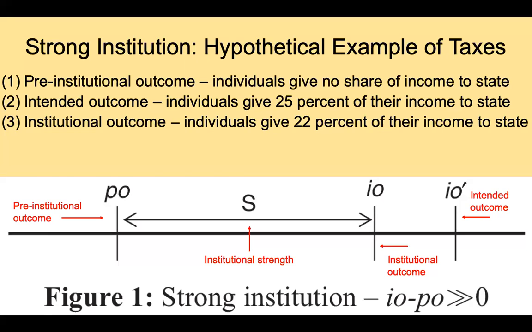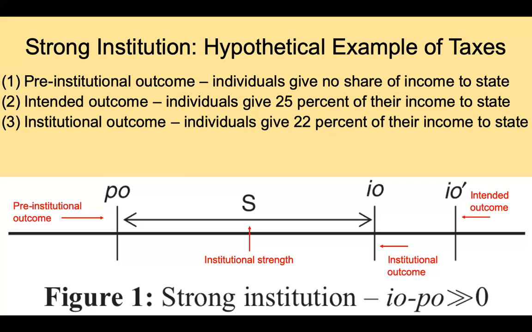So what we would then have is a relatively strong institution, right? It's not perfect. It's not the case that there's total compliance, but for the most part, there's a relatively high level of compliance. Individuals on the whole, when all is said and done, gave 22% of their income to the state. That's a relatively high level of compliance with the institution, with the rule.